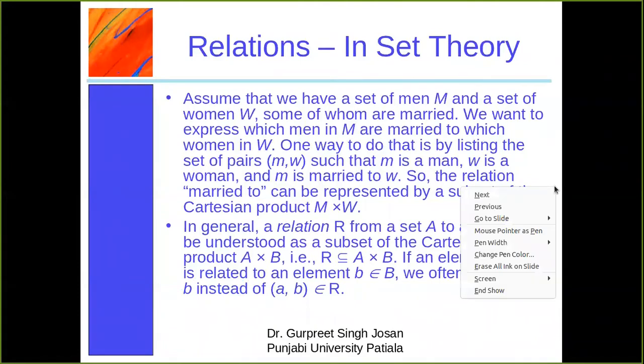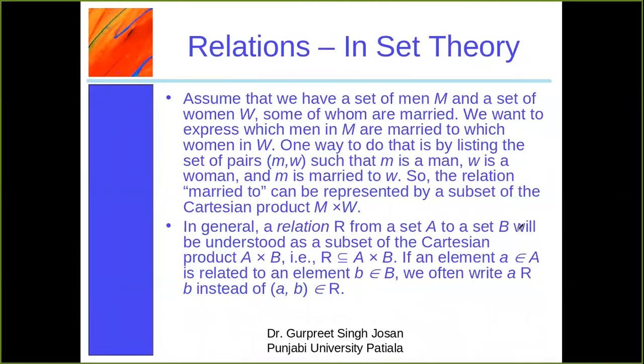A relation. So this is the mathematical definition of a relation. What is the mathematical definition? A relation R from a set A to set B will be understood as a subset of the Cartesian product of A cross B. That is, R will be represented by R subset A cross B. So if an element a belonging to set A is related to element b belonging to set B, we often write aRb instead of (a, b) belongs to R.